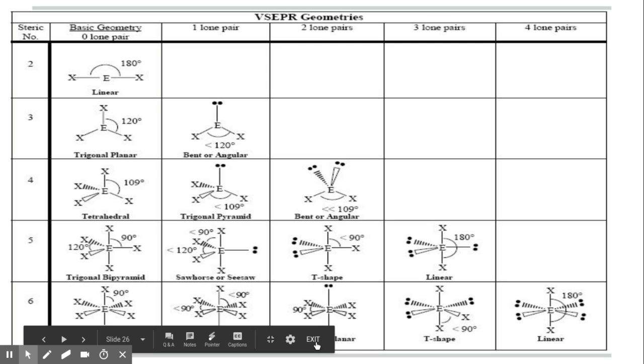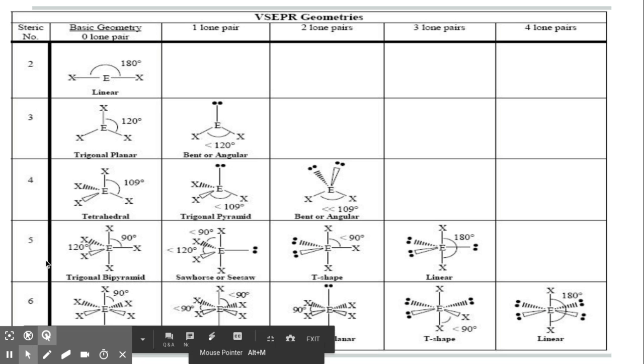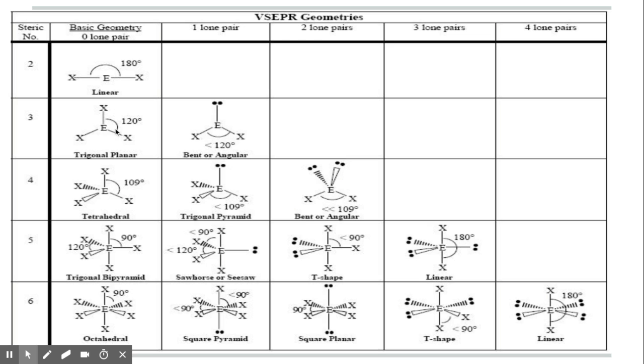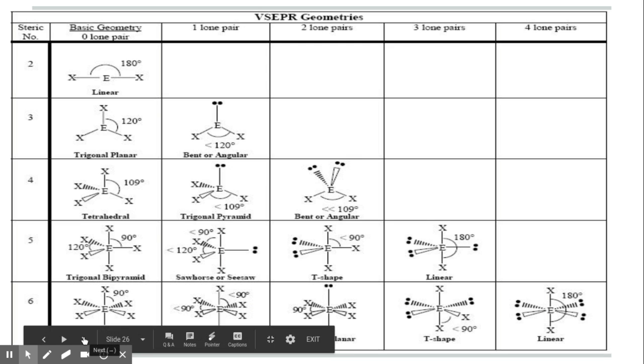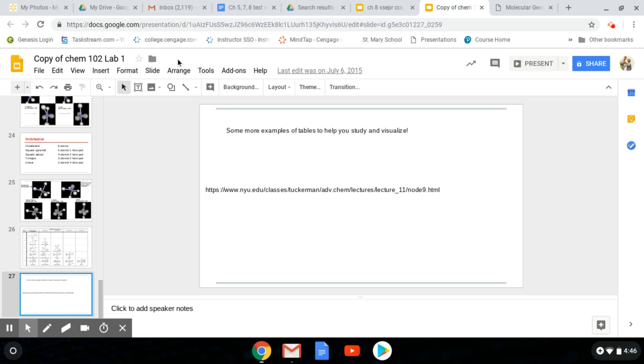Here is a nice chart that I like to use. It tells you the steric number is just the number of groups around the central atom total. And this is what happens if you have 0 lone pairs and just 2 bonding pairs. This is 3 bonding pairs, 2 bonding pairs and 1 lone pair, 4 bonding pairs, 3 bonding, 1 lone pair, 2 bonding, 2 lone pairs, 5 groups, 6 groups. Okay. All right. That's the end.